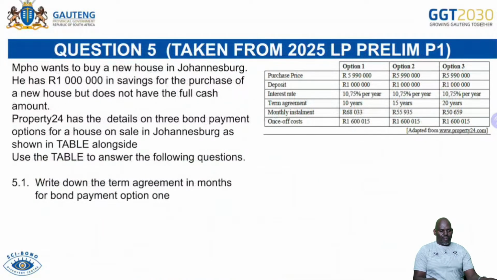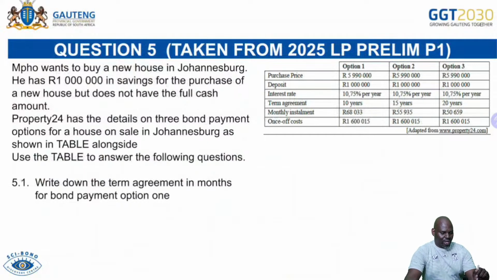Okay, then the next question. Mpo wants to buy a new house in Johannesburg. He has 1 million in savings for the purchase of a new house but does not have the full cash amount. Property 24 has the details on 3 bond payment options for a house on sale in Johannesburg as shown in the table alongside. Use the table to answer the following questions. The information is given in the table.